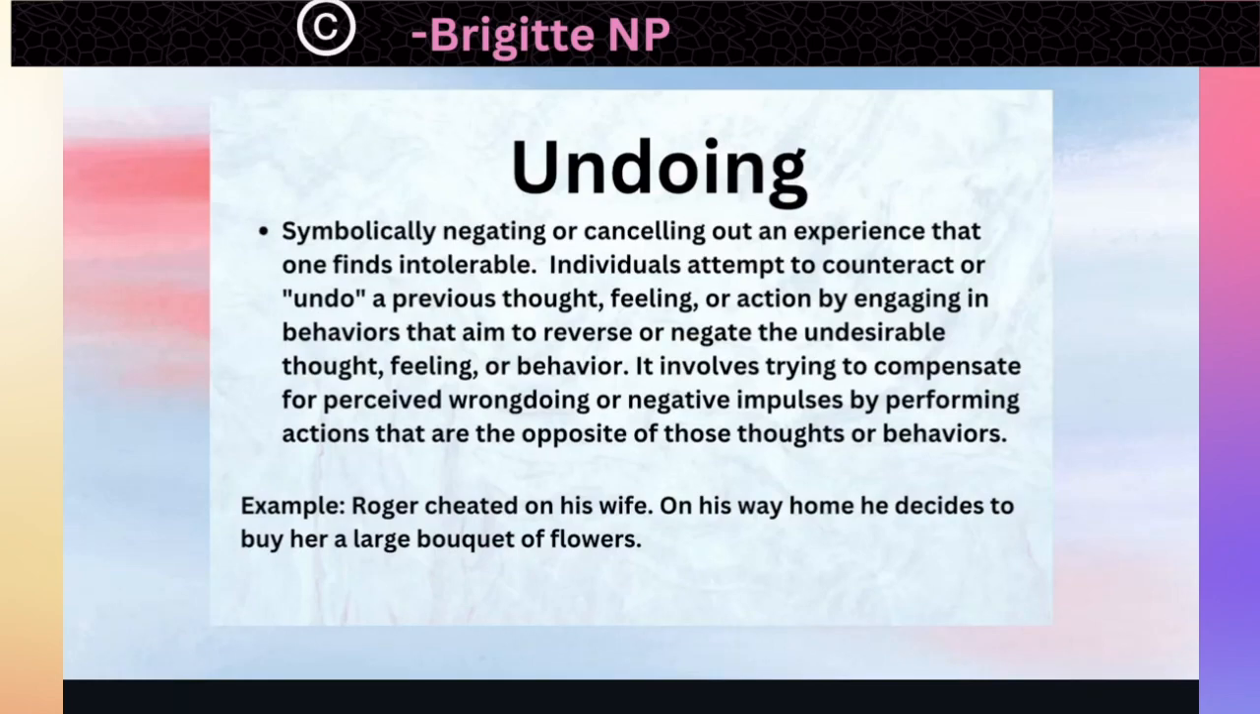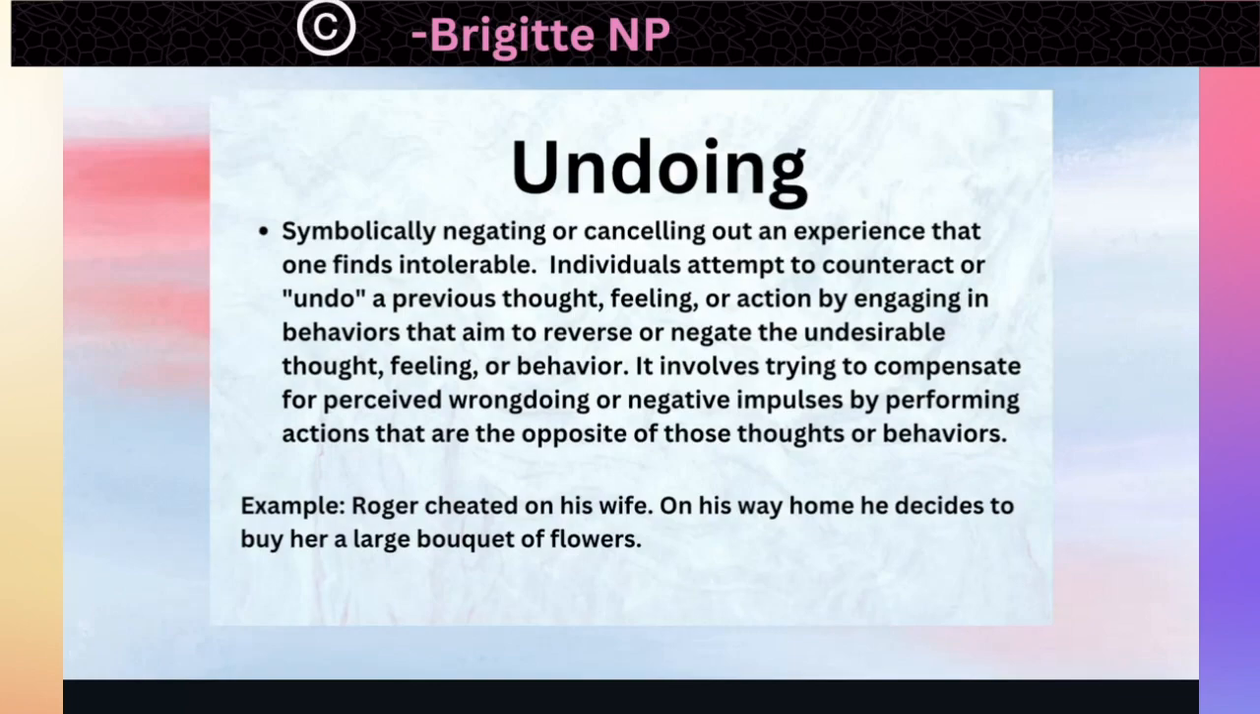So, here's how undoing typically works: there's a recognition of negative thoughts or actions, and an individual becomes aware of thoughts, feelings, or impulses that they perceive as inappropriate or unacceptable or morally wrong. So they try to counteract their behavior. And to alleviate this guilt, anxiety, or discomfort from these thoughts or actions, the person engages in actions or thoughts that are meant to negate or reverse the negative thoughts or behaviors. So, symbolic or compensatory actions, these actions may be symbolic gestures, rituals, or compensatory behaviors aimed at undoing the perceived wrong. For instance, someone feeling guilty about a negative thought might engage in an act of kindness to offset the guilt.